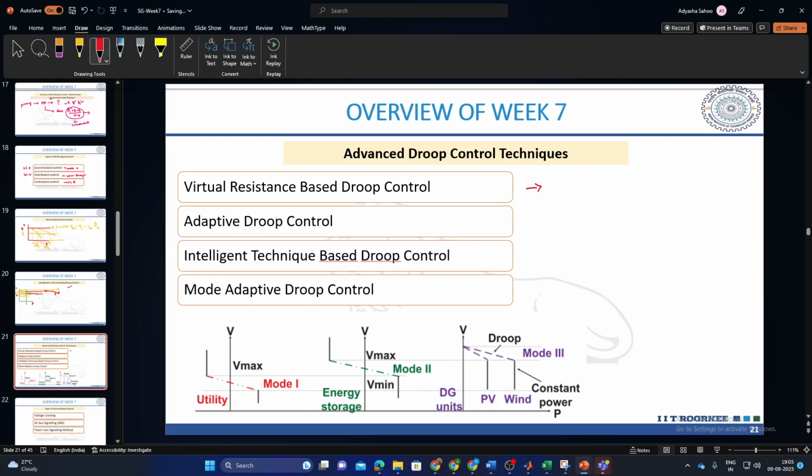And this is poor. So we can see here there is a trade-off. If you are getting good power regulation, the voltage is not good, and if you are getting good voltage regulation, then they have to share unequal power. So this is the drawback of this droop control.